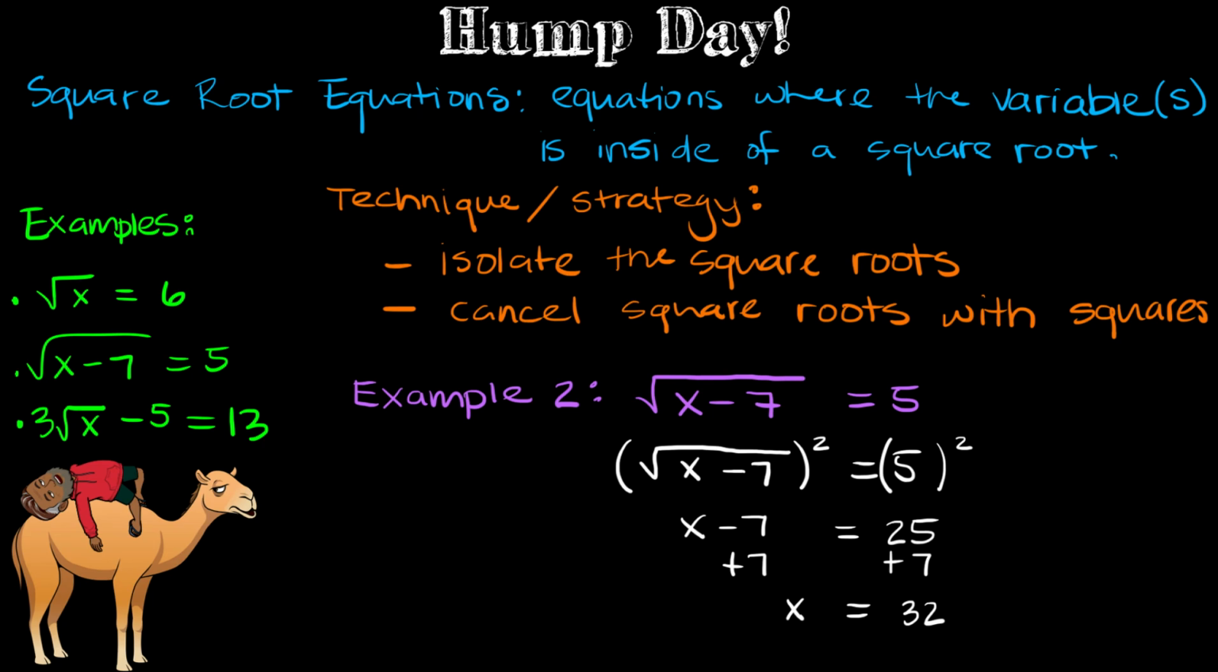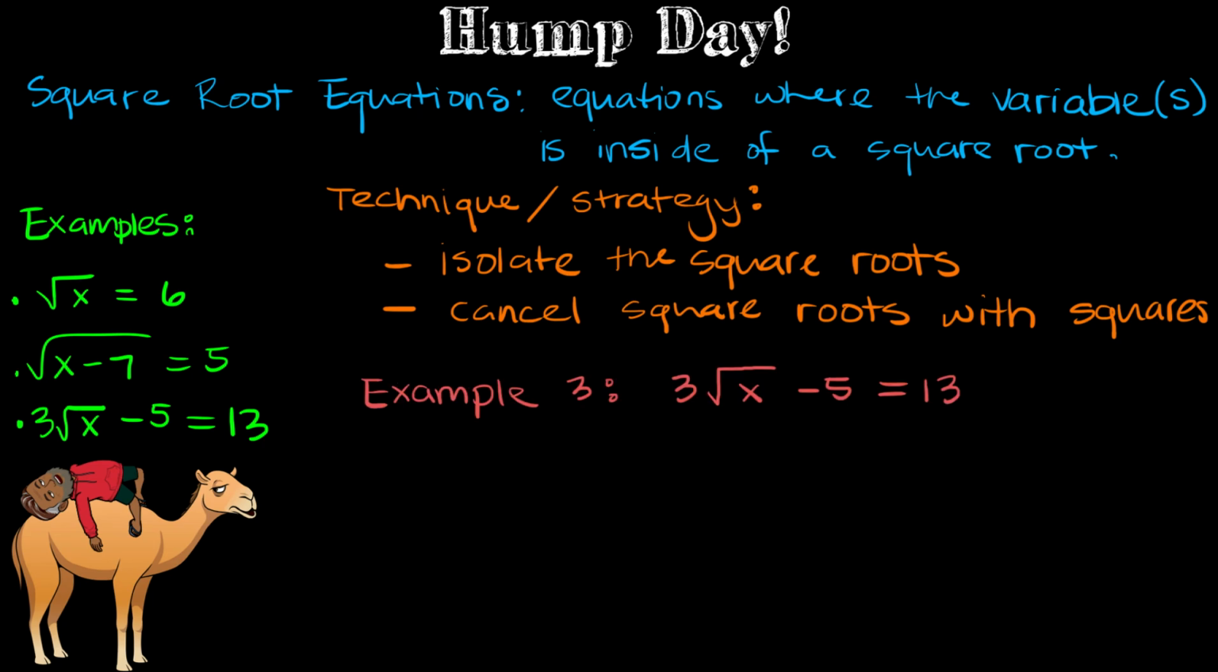All right, taking a look at example number 3. What we have here is 3 square root of x minus 5 is equal to 13. This is the first example we're going to encounter where the square root is not isolated. That means it's not by itself. So we have to get rid of all those things that are not under the square root first. The first thing I'm going to do is add 5 to both sides. The 5 and negative 5 will cancel, and that'll leave me with 3 times the square root of x is equal to 18.